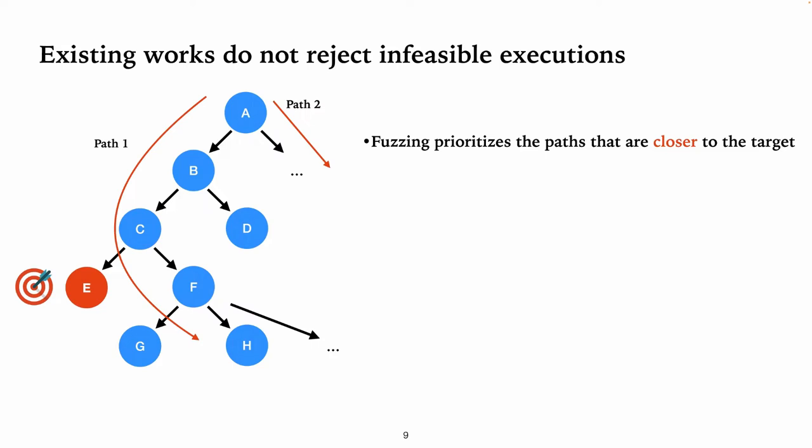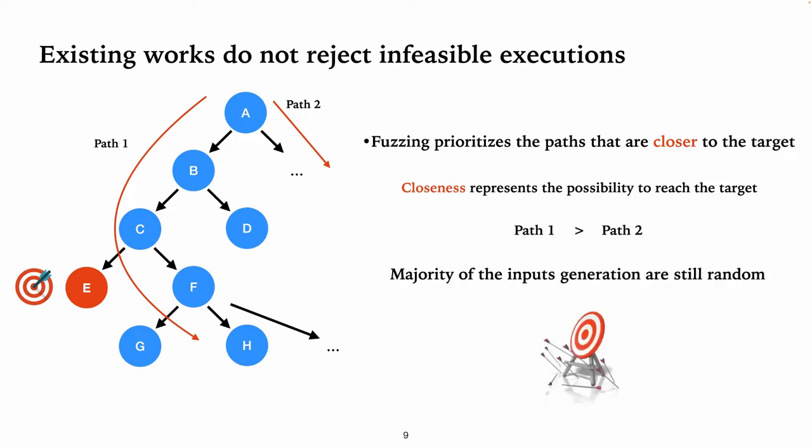The main idea in the existing literature to make a fuzzer reach the target faster is to prioritize the paths closer to the target. Their intuition is that the closeness, measured by different distance metrics, represents the possibility of reaching the target. For example, since path 1 is closer to the target than path 2, the fuzzer will prioritize path 1 over path 2. However, since the majority of the input generation is still random, there is still an enormous number of infeasible inputs generated.